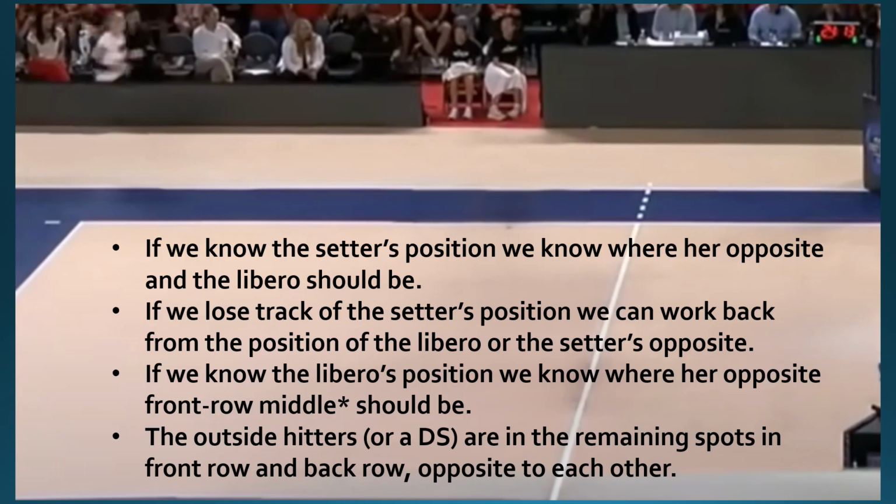If we know the libero's position, we also know where her opposite front row middle should be. And once again, with the caveat that it's not required that the libero replace middles. That's what we've used in our example and what's by far the most common. If, on the other hand, the libero is replacing outside hitters, then of course it would be the outside hitter that would be opposite the libero, and the libero would be one spot behind the setter in the rotation. We also know as we track rotations that if we know where the setter, the opposite, the libero, and the middle should be, that puts the outside hitters in the two remaining spots, one in front row, one in back row, opposite to each other.